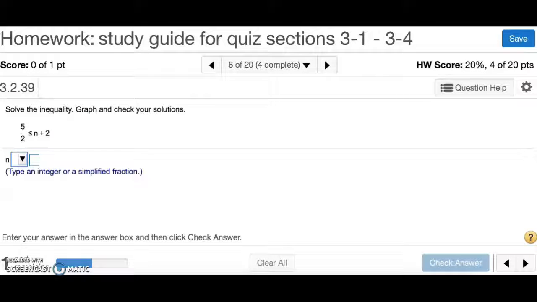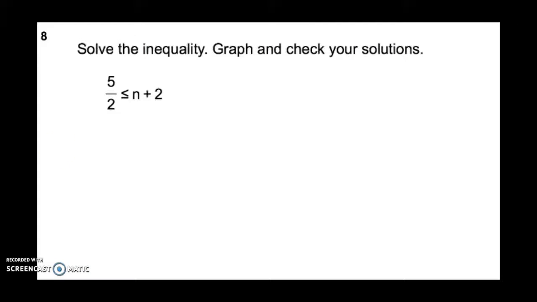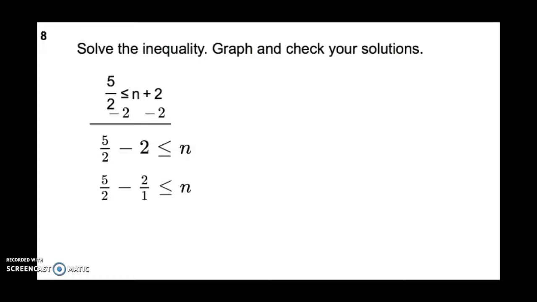Number 8, we're solving the inequality and graphing. So let's take a closer look at it. To solve this, we first have to move this 2 away from the n. To do that, we subtract 2 from both sides. So we have 5 over 2 minus 2. Write the 2 as 2 over 1, as integers can be written as a number over 1. Now we make common denominators, so we can make this 2 by multiplying top and bottom by 2. That becomes 4 over 2. Now subtract the numerators, so 5 minus 4 is 1. So 1 over 2 is less than or equal to n.